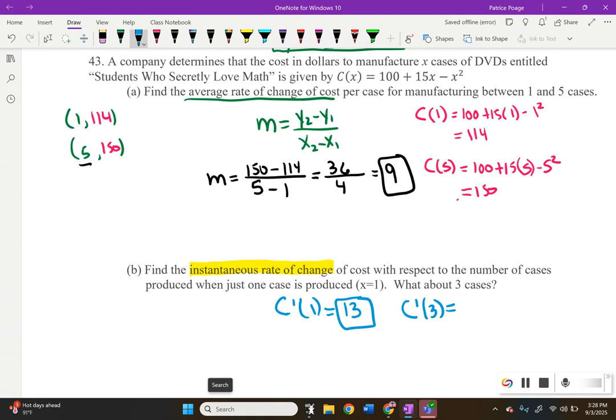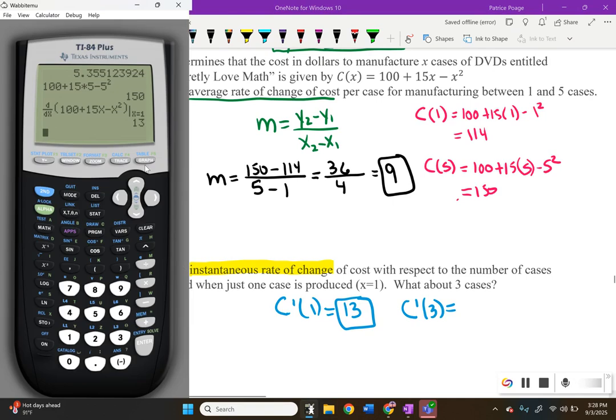And then the same thing, but for 3, I'm just going to go up and copy what I just did. So I'm going to arrow up and hit enter on that. And then I'm just going to go in and change the 1 to a 3. And I get 9.